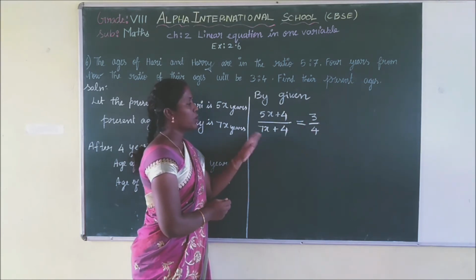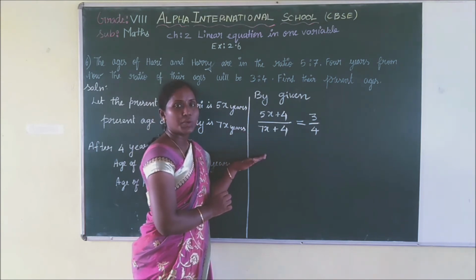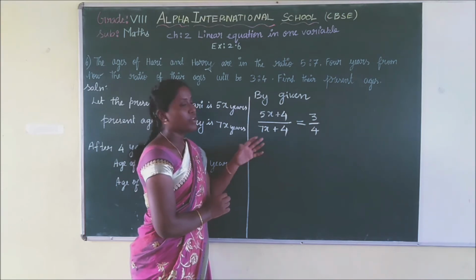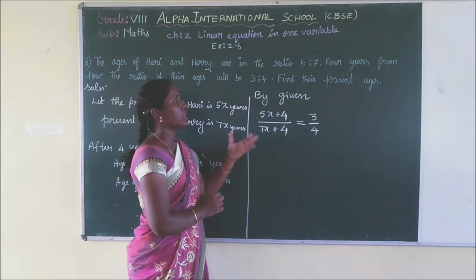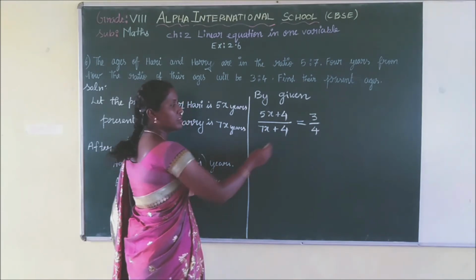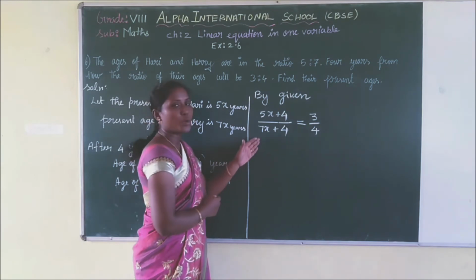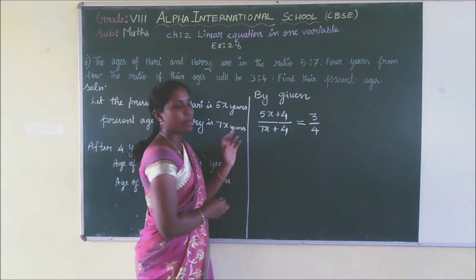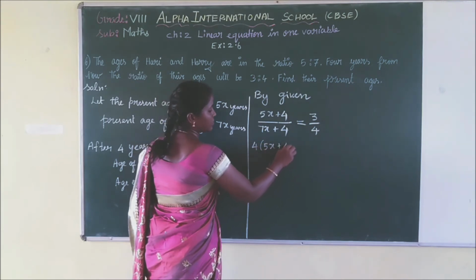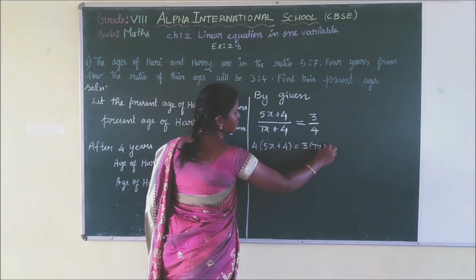So we got an equation here. We have to simplify this equation as a linear equation and find the value of x. If we get the value of x, we can find the present ages of Harry and Harry. How to simplify this? We have to cross multiply the values, as in the previous problem. So 4 into 5x plus 4 is equal to 3 into 7x plus 4.